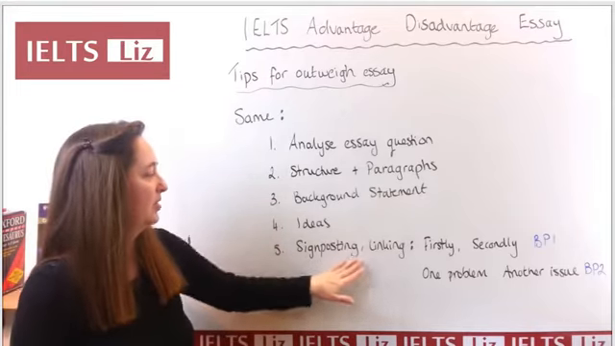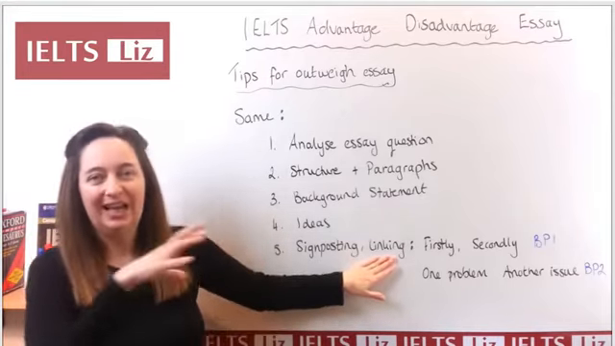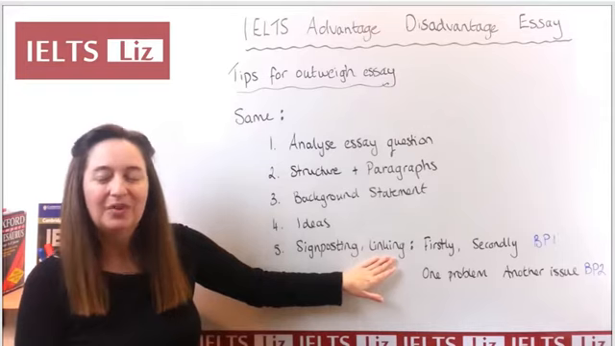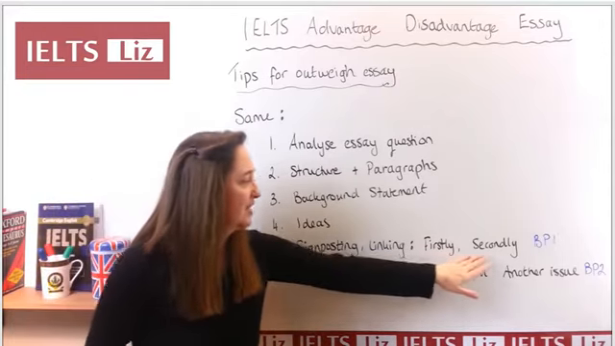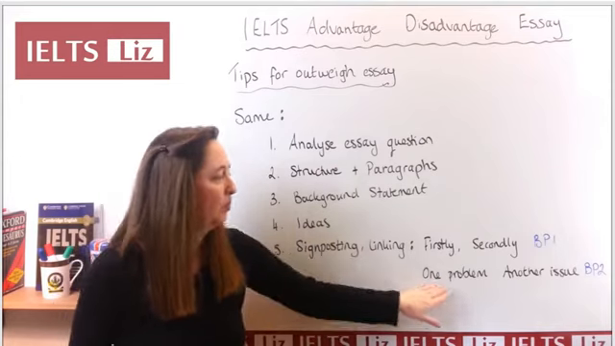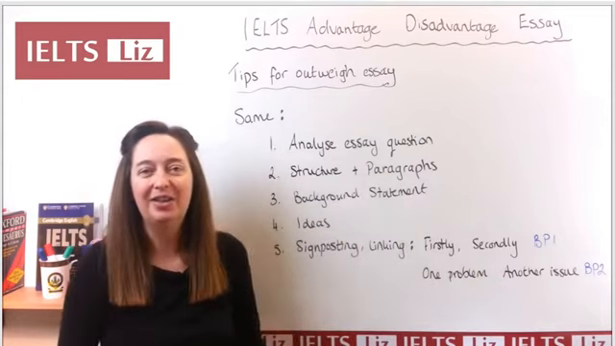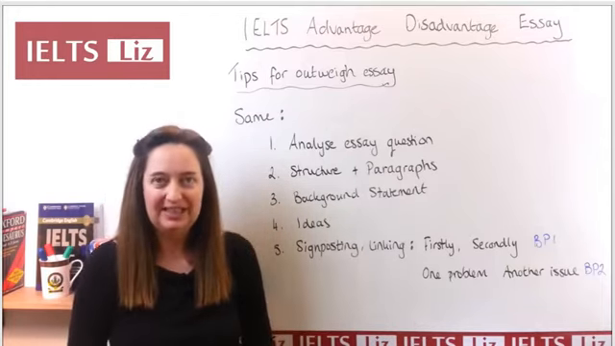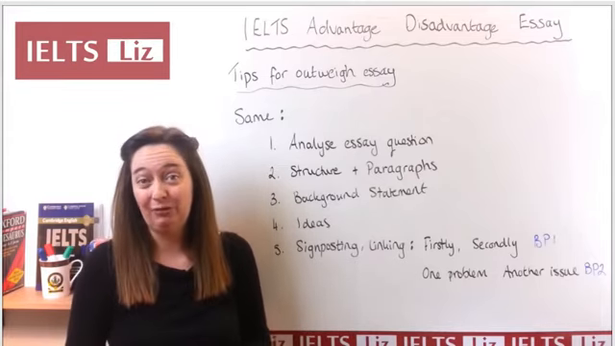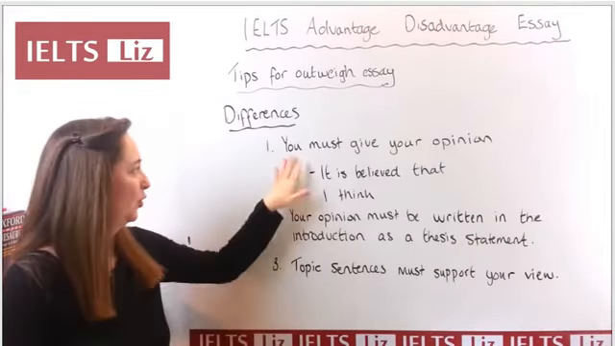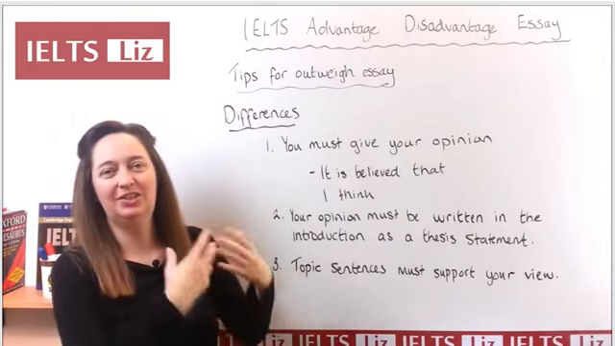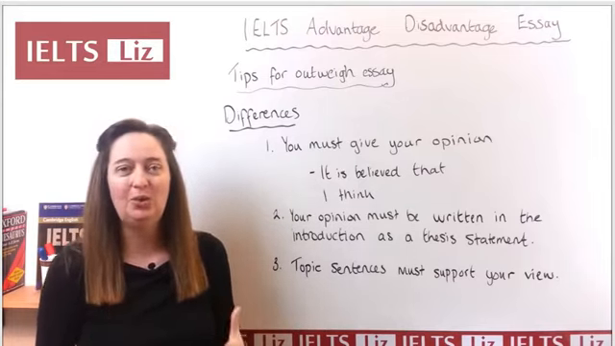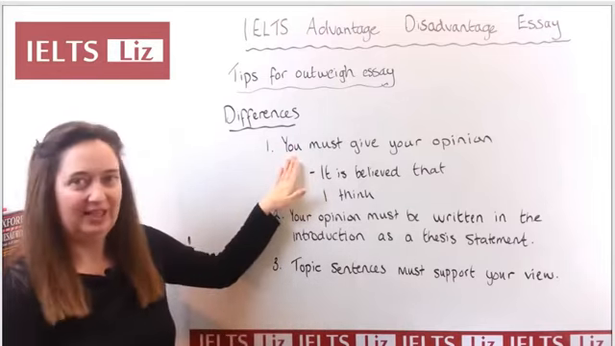And then you look at signposting and linking for the advantages and the disadvantages. You're going to use the same technique to order your advantages and disadvantages. So firstly and secondly, in body paragraph 1, one problem, another issue or another negative aspect in body paragraph number 2. So those are the similarities. Now let's focus on the differences. The main difference, of course, is that when the question asks, do the advantages outweigh the disadvantages, it's asking for your opinion. You need to give it. So you must give your opinion for this essay.